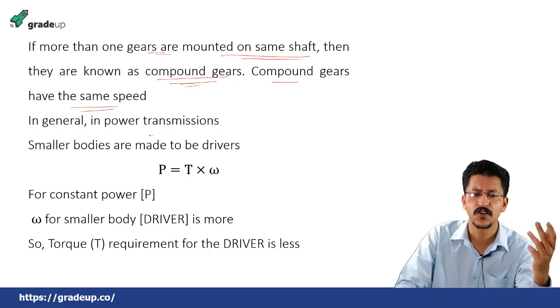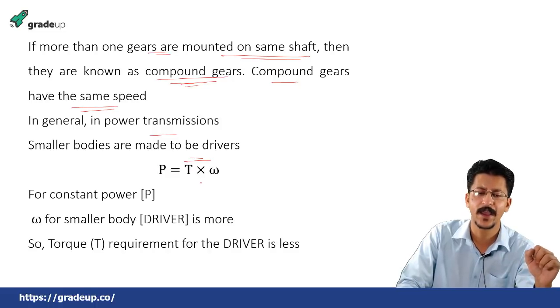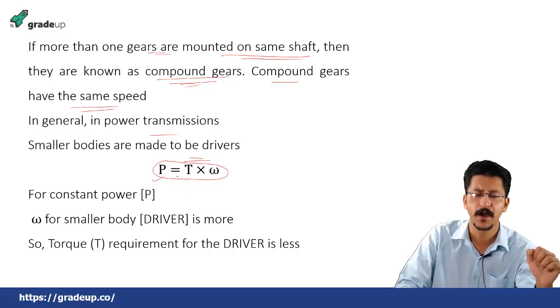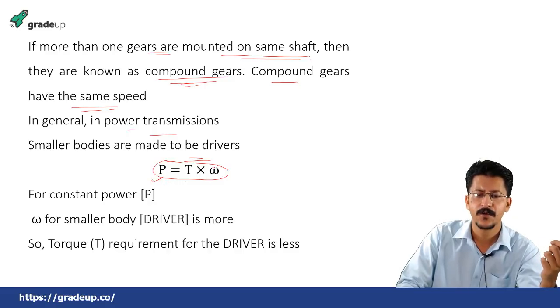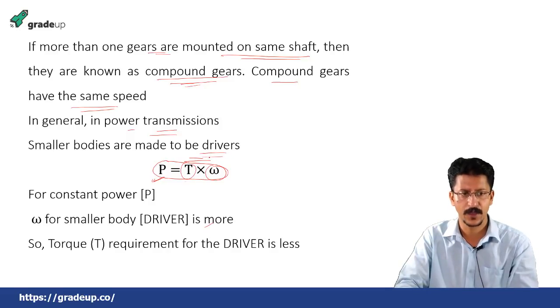And in general, in case of power transmission, the smaller bodies are made drivers. Why? Because we know this formula, that power P is equal to torque into omega, and for constant power, if we require constant power to be transmitted, then omega for the smaller bodies or the drivers is more. So less torque is required for the same power transmission. That's why in power transmissions, generally the smaller bodies are made drivers, okay.